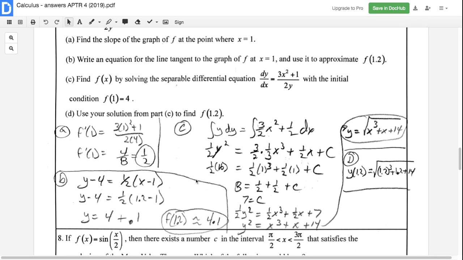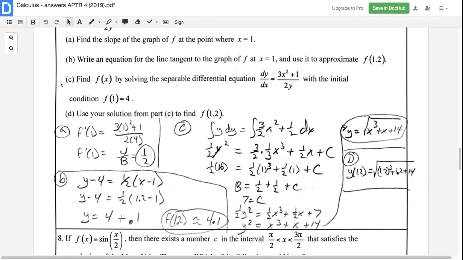I plug in my initial condition at this point and work it out. We end up with c equals 7. So I plug that 7 back in. Now all that's left to do is solve for y. Remember, that's only 1 point, so we're not going to freak out about it. So first thing I did was multiply everything by 2, and then I took the square root. Make sure we choose between the positive and the negative. Since f of 1 equals 4 and 4 is positive, that means I want the positive square root.